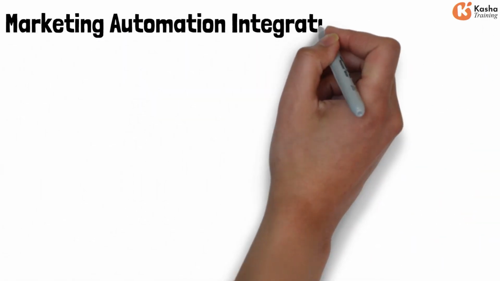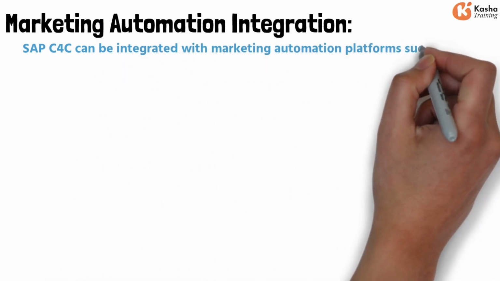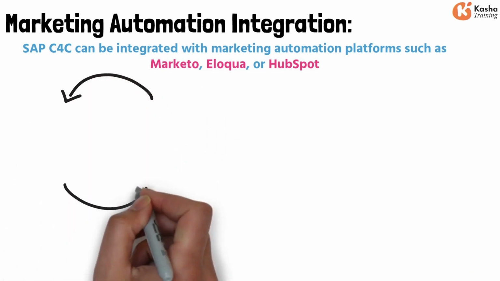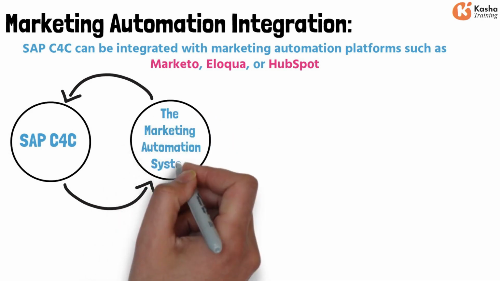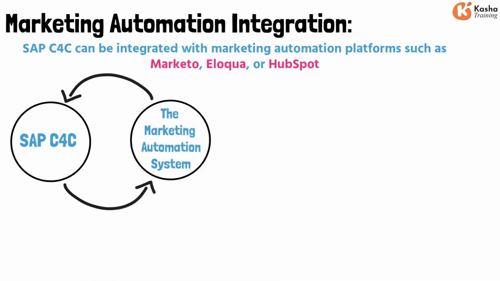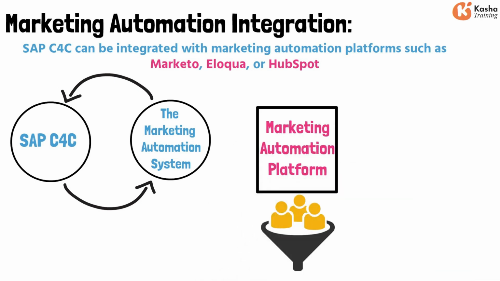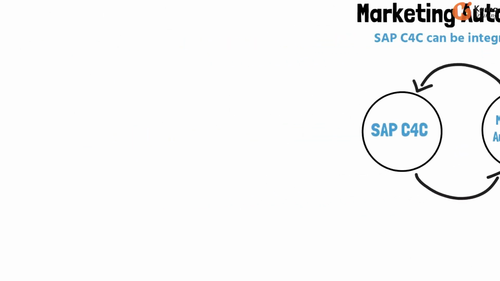Marketing automation integration. SAP C4C can be integrated with marketing automation platforms such as Marketo, Eloqua, or HubSpot. This integration allows for the exchange of data between SAP C4C and the marketing automation system. For example, leads generated through marketing campaigns in the marketing automation platform can be automatically transferred to SAP C4C for further nurturing and conversion into sales opportunities.